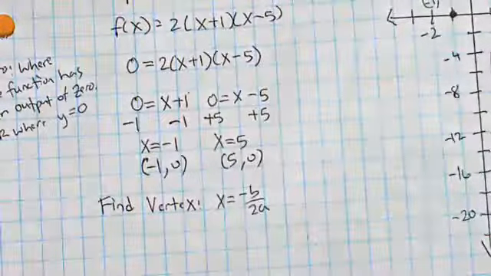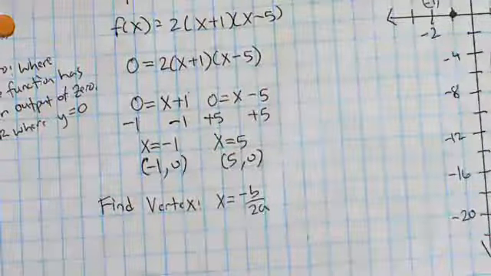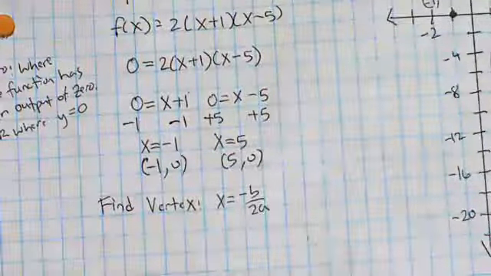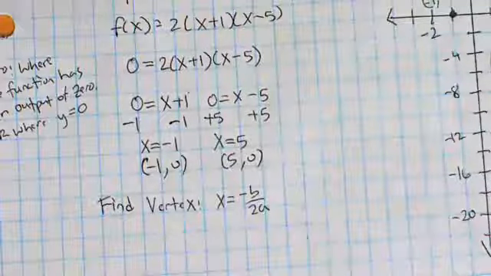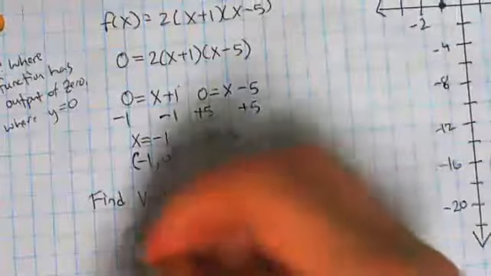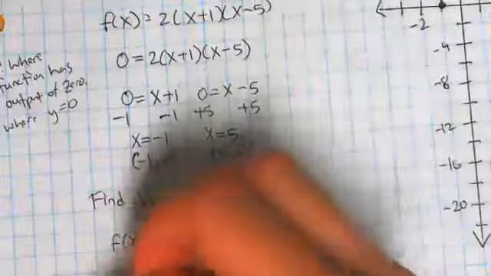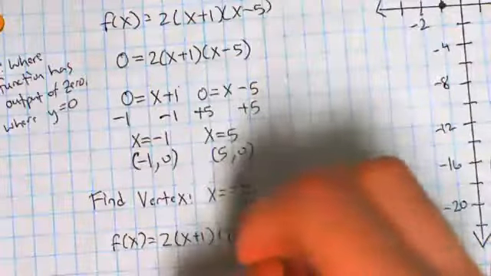And this one should be something that's relatively familiar to you. And in truth, we're just going to use the same skills that we've already developed, just in a new application right here. So we need to start by distributing. So I'm going to go ahead and rewrite this down here. We have f of x is equal to 2 times x plus 1 and x minus 5.